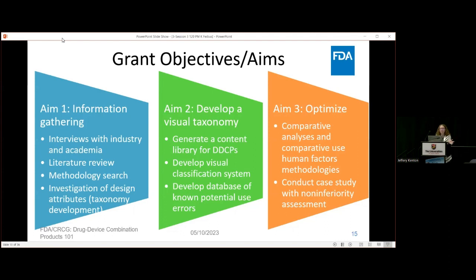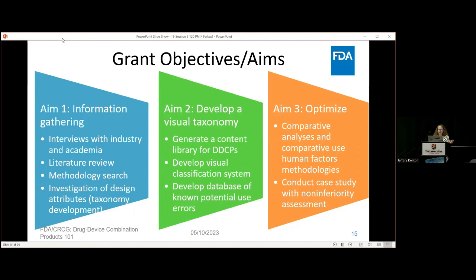So aim 2 was to develop an actual visual taxonomy with a goal of creating a library of existing drug device combination products and their user interfaces, and developing some sort of visual classification system that would help break down the various characteristics that make up a user interface for a device, to help make it easier to look at two different user interfaces and more readily see what's the same and what's different.